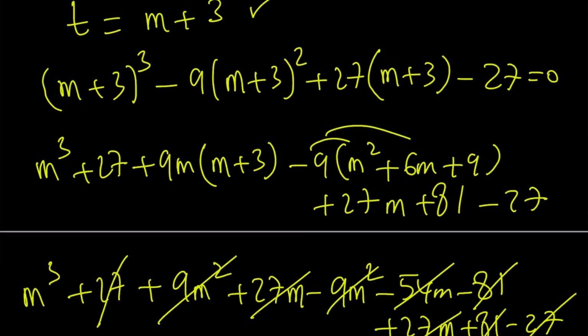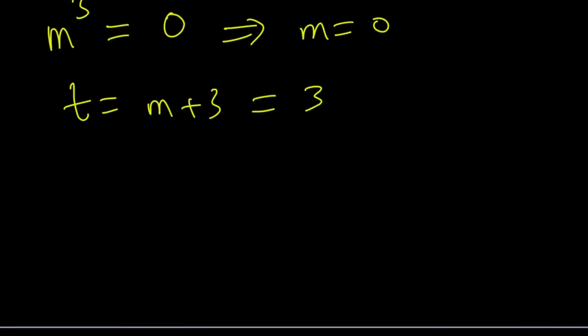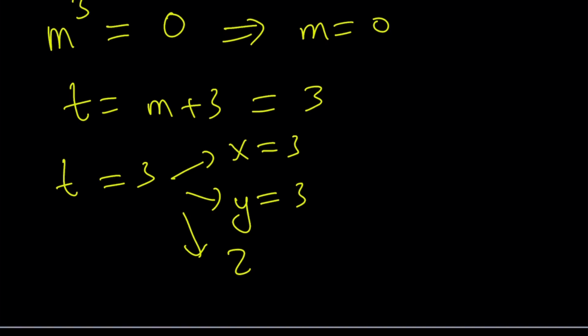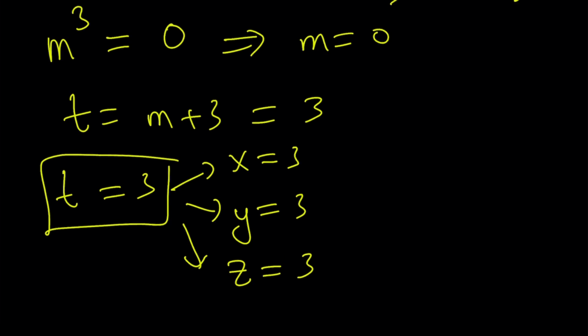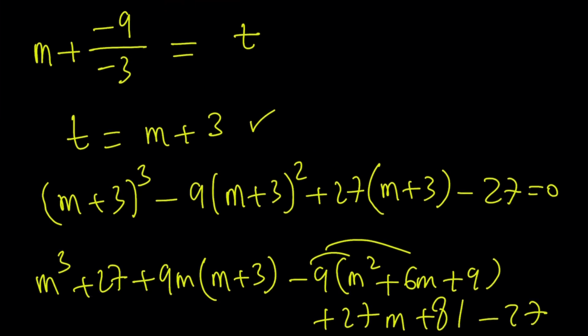So t equals m plus 3. From here, m is 0, and t equals m plus 3, so t is equal to 3. That is good, because this means x is equal to 3, y is equal to 3. Remember, t represents x, y, and z, right? So all of them. Getting a single value from the cubic formula means that the roots are identical. They are equal, a triple root.